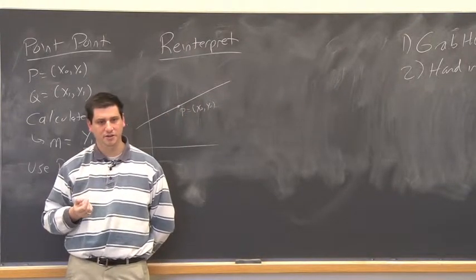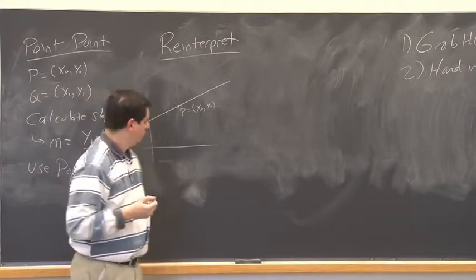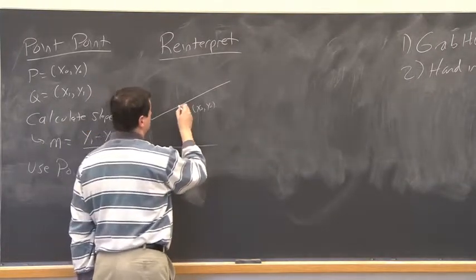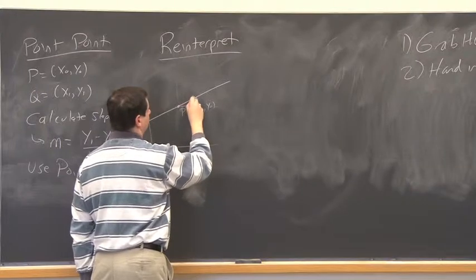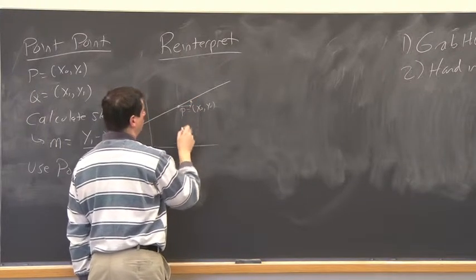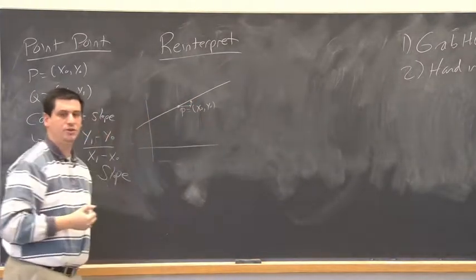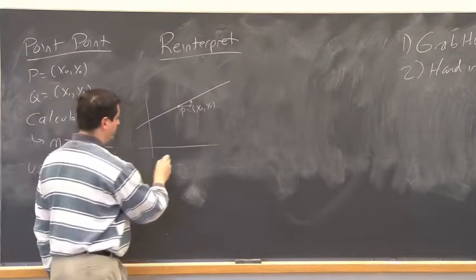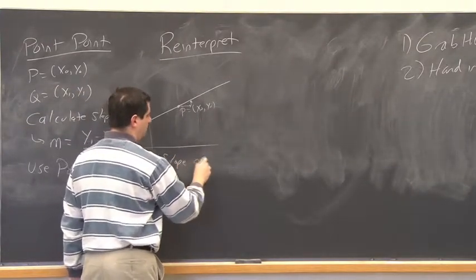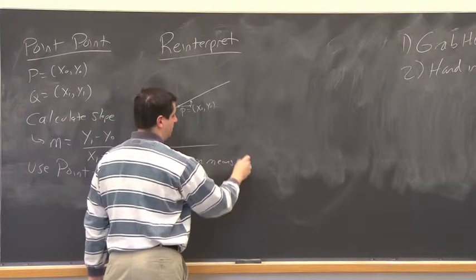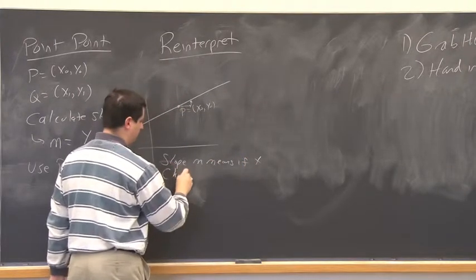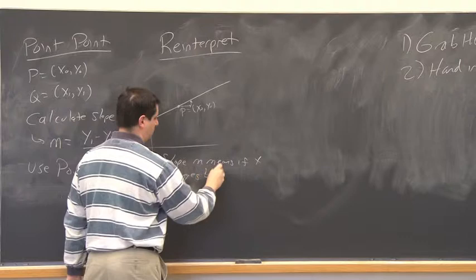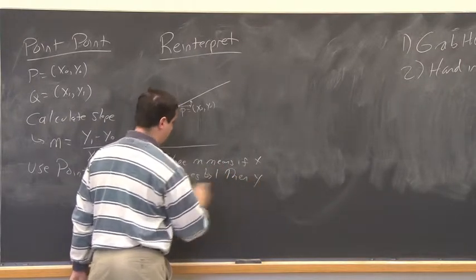For every additional unit of x, you add a certain number of y. So if I go over 1 unit in x, I go up m units in y. So slope m means if x changes by 1, then y changes by m.